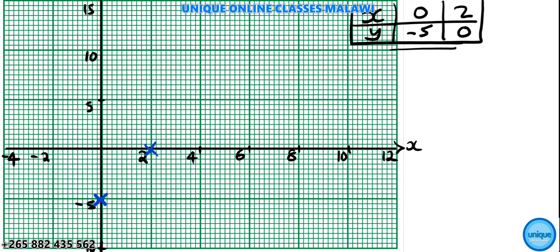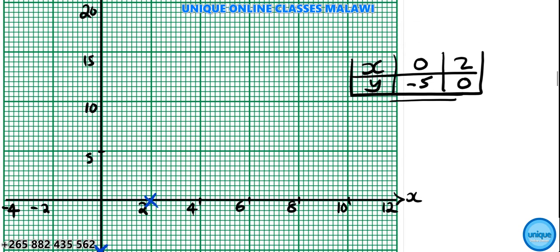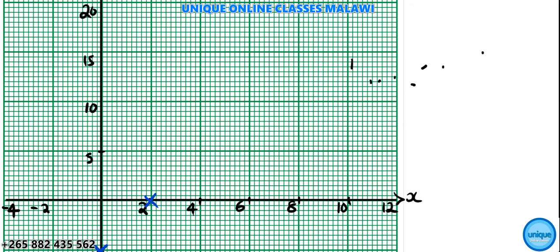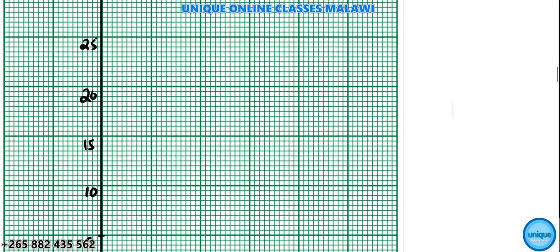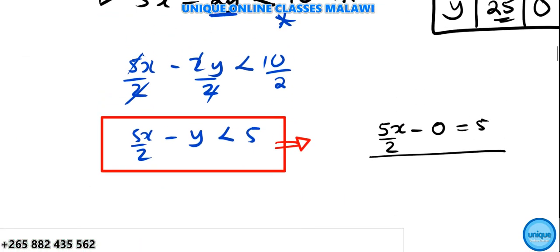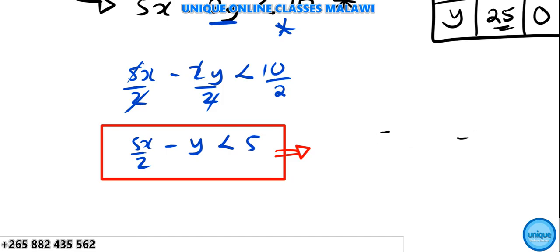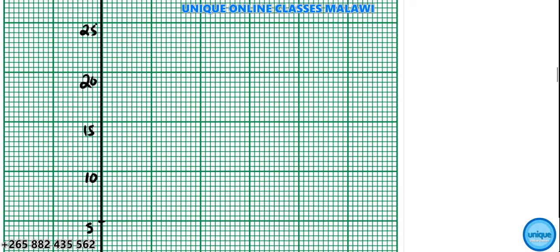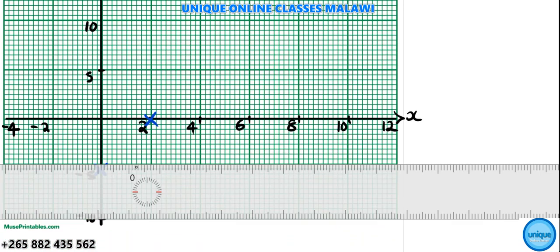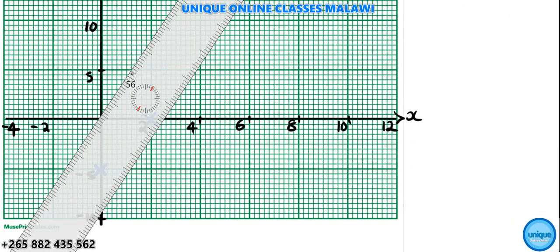Now we should draw a straight line. Is it dotted or solid? The line should be dotted. So this one will be a dotted line. So I'm taking my ruler, joining the points. So let me reduce it.